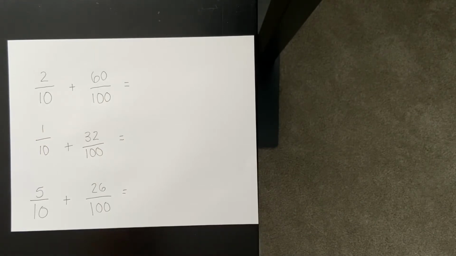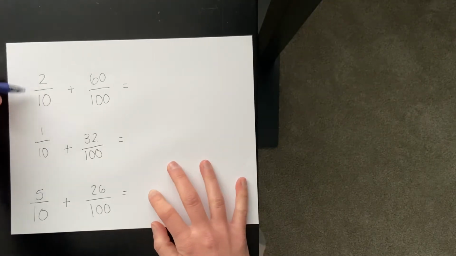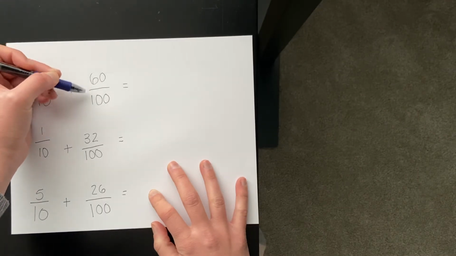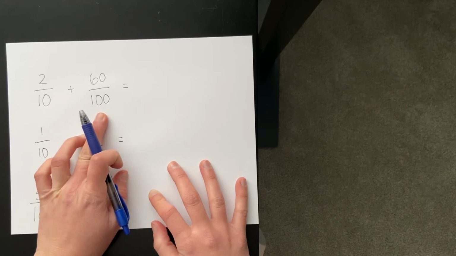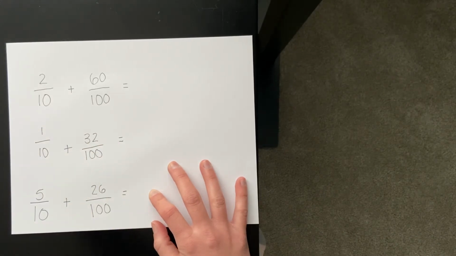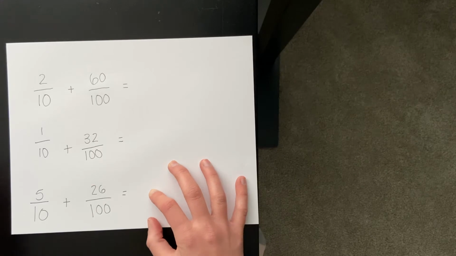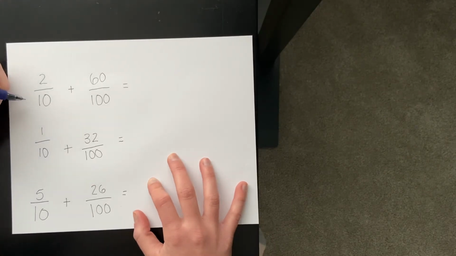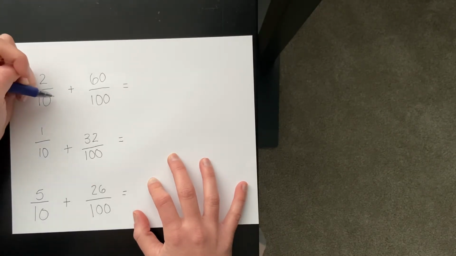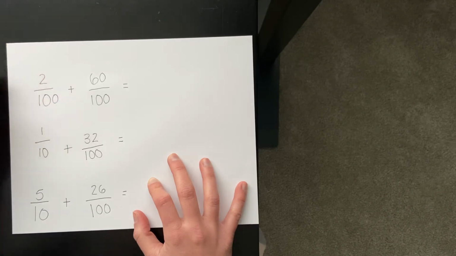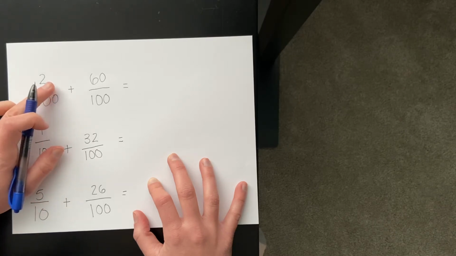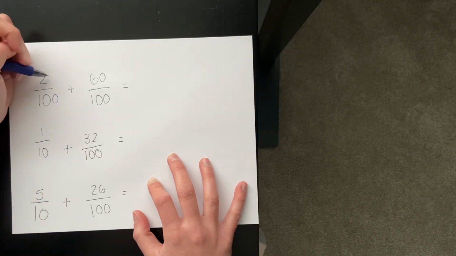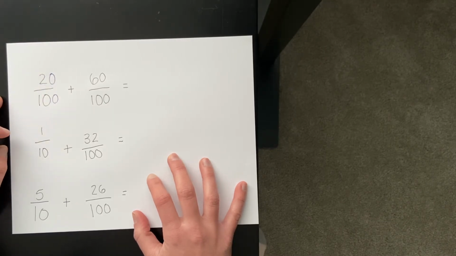So for the first one, we see we have 2/10 plus 60/100. Because these two bottom numbers aren't the same, we're going to have to add something to make them equivalent fractions. So the first thing we're going to do is add a 0 to make this 100. But whatever we add to the bottom number, we need to make sure we add to the top number. So I'm also going to add a 0 to the numerator.